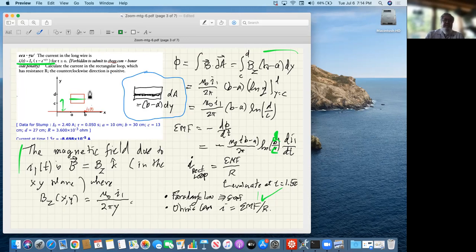And then the derivative of I1, dI1 dt. Now that's the EMF around the rectangular loop. But what you're supposed to calculate is the current around the rectangular loop. And that comes again from Ohm's law. Current is the voltage divided by the resistance. The voltage is this electromotive force. The resistance is given in the problem. So that will also depend on time. So you have to know at what time, but that's specified in the problem.